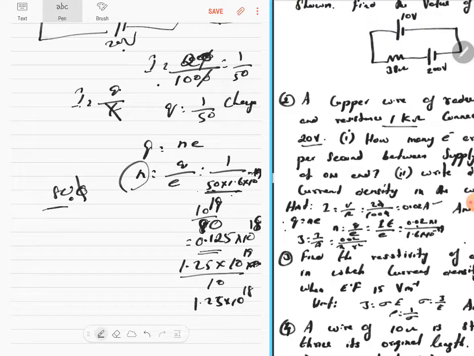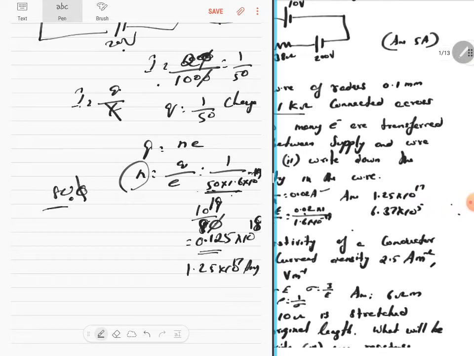So 1 by 8 itself is 0.125 into 10 to the power 18. So 10 to the power 17. Okay, so then thus you get 1.25 into 10 to the power 17 amps. So that's the first part of the answer that you've already got.